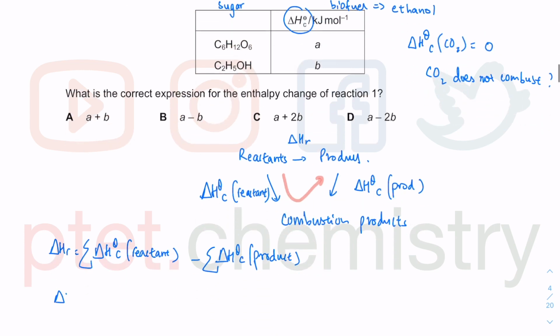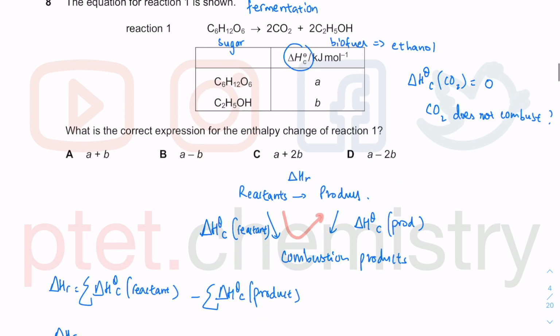Looking at your reactant above, we are given the combustion of the sugar, which is just A, and then we have minus, and we're producing 2 moles of the products. So this is 2 times the enthalpy of combustion of the product. This is 2B. So A minus bracket 2B is A minus 2B. That's going to be option D there.